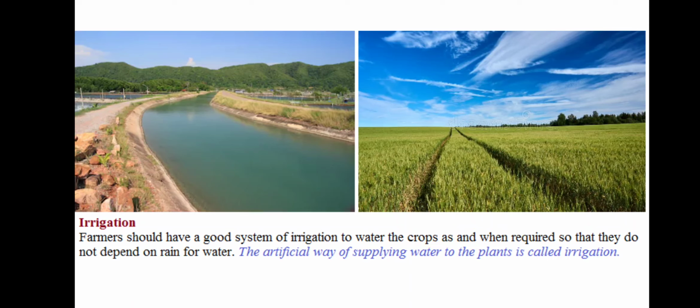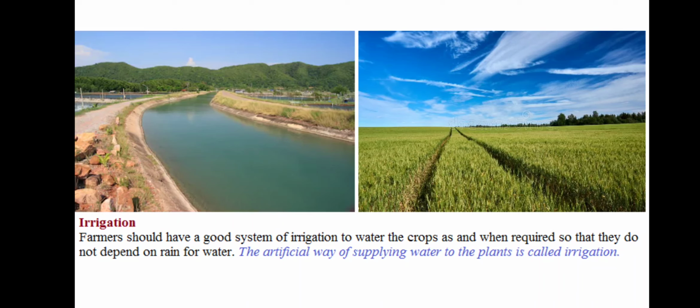Now, in order to get more crops, we need irrigation also. The plants need water. In some places the lands are very far away from water. So here we'll be seeing how different kinds of farmers irrigate water for their crops. Farmers should have a good system of irrigation to water the crops as and when required, so that they do not depend on rain for water. The artificial way of supplying water to the plants is called irrigation.